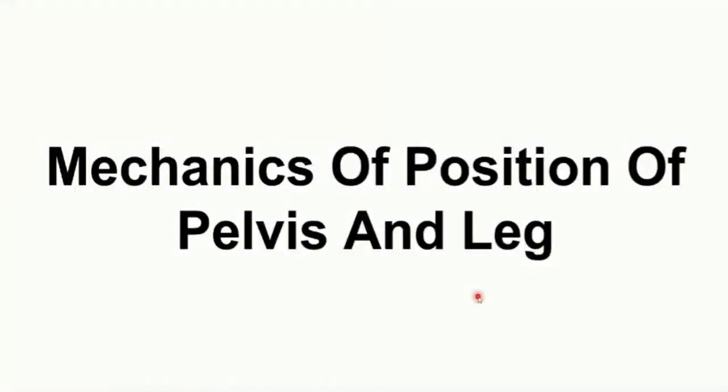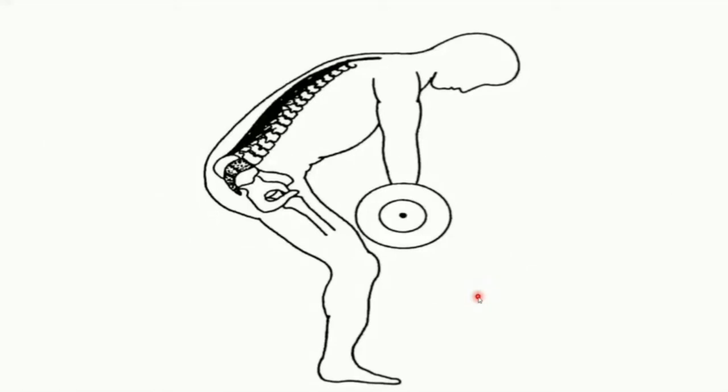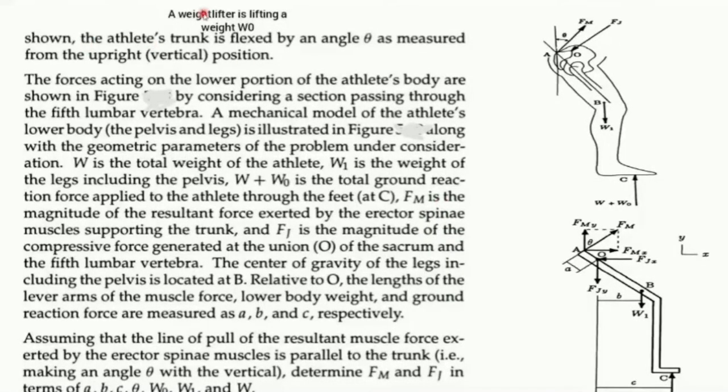Hello everyone. So today in this video we are going to discuss the mechanics of the position of the pelvis and leg. So this is the position. A weightlifter is lifting a weight W naught. We'll see the problem. A weightlifter is lifting the weight W naught shown.